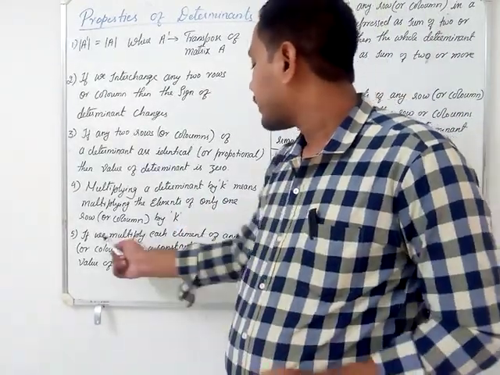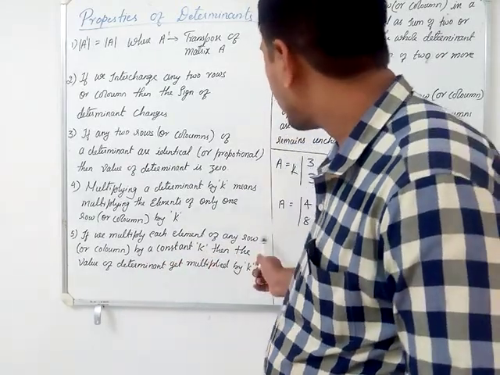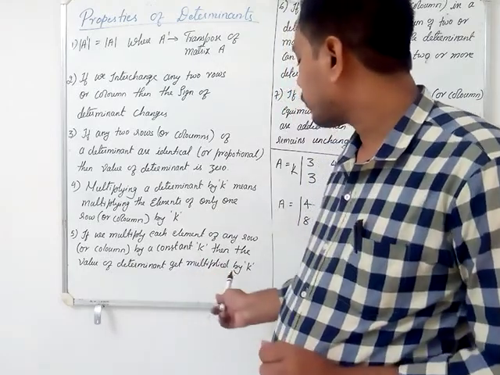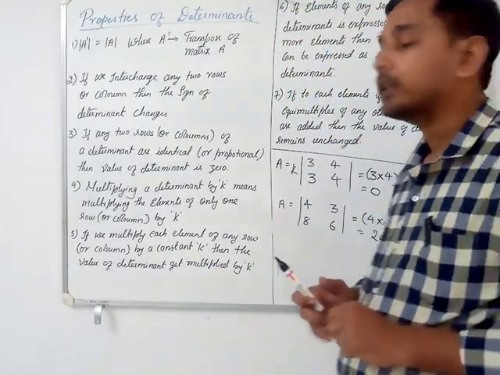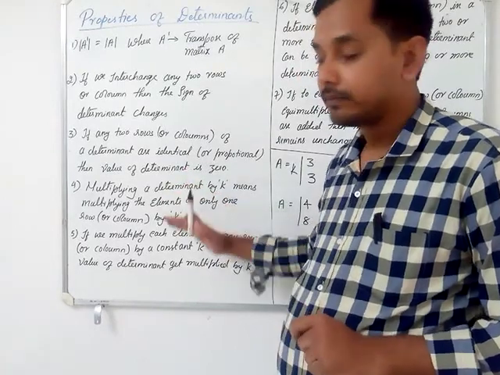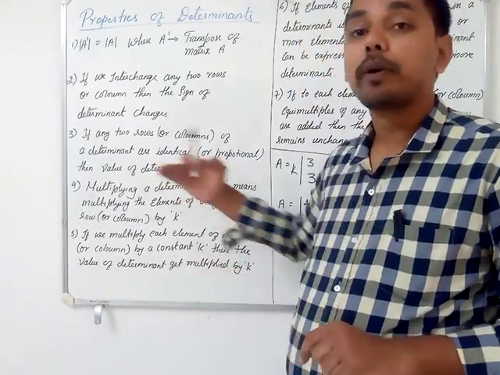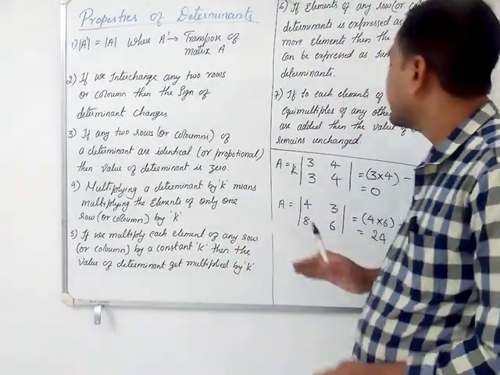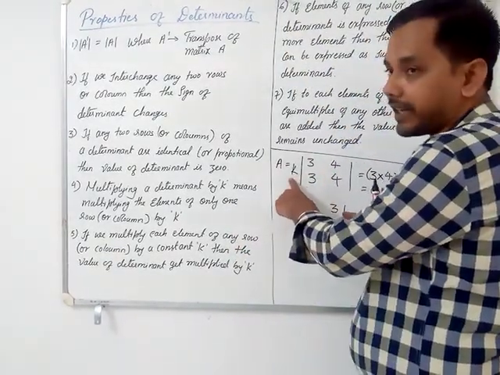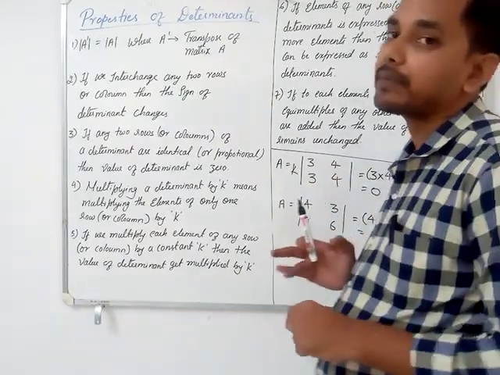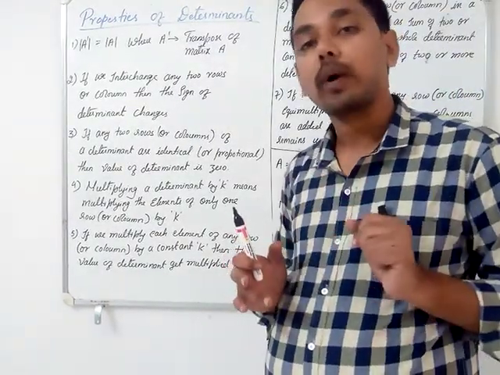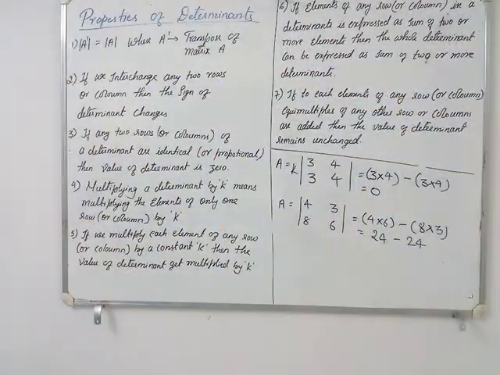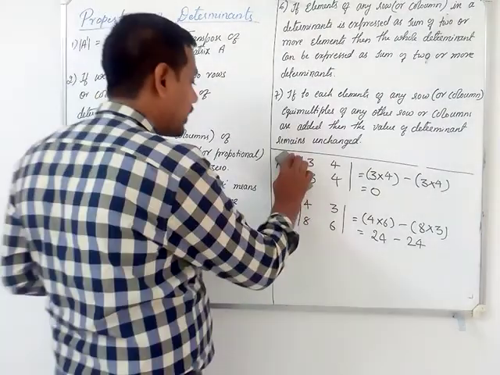Okay. Coming to the fifth one, if we multiply each element of any row or column by a constant k, then the value of the determinant will get multiplied by k. So this is the reverse of this. What is this fifth one? Reverse property of fourth. What was property 4? If the whole determinant is multiplied by k, when it comes inside, it gets multiplied to either one row or one column.